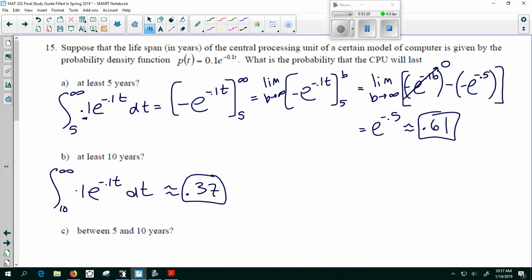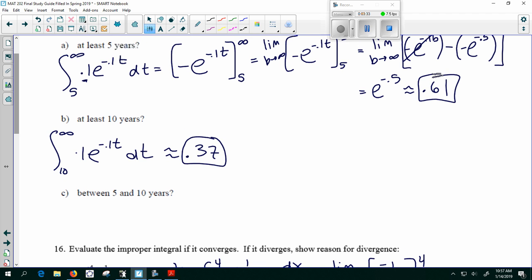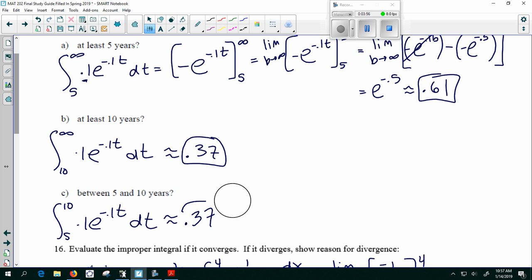And then if I want to know the probability that it lasts between 5 and 10 years, I'm going to integrate from 5 to 10. And I'm not going to do out all the calculations to figuring this out. Oops, sorry, I was looking at the wrong thing. It comes out to approximately 0.24.